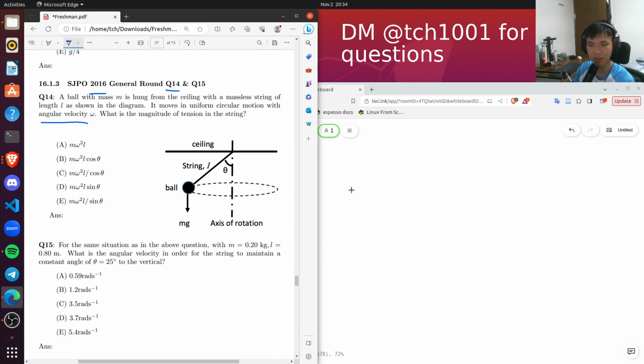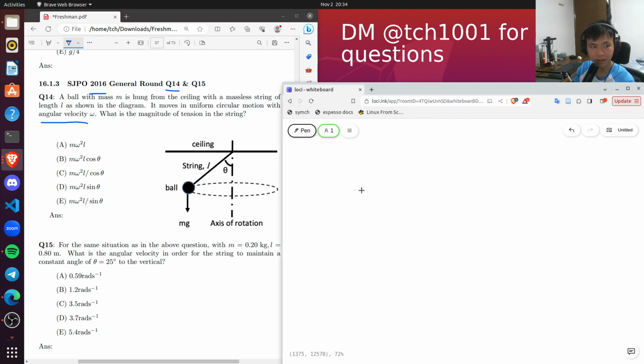Okay, so in this question, let's draw a free body diagram. But in this case, I'm actually going to draw the free body diagram from two perspectives, right? So the first perspective is a side view, and another perspective is a top view. From the side view, we see that it's basically a copy of this diagram over here. Mg as the gravitational force, the weight, and T over here at an angle of theta with respect to the vertical. Okay, and so now this is the side view.